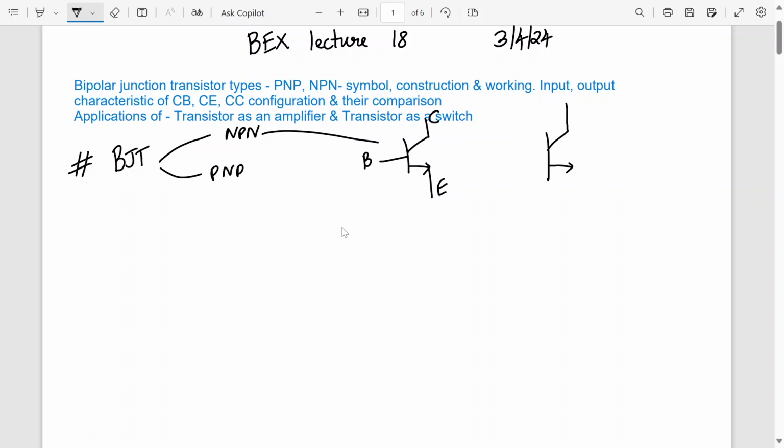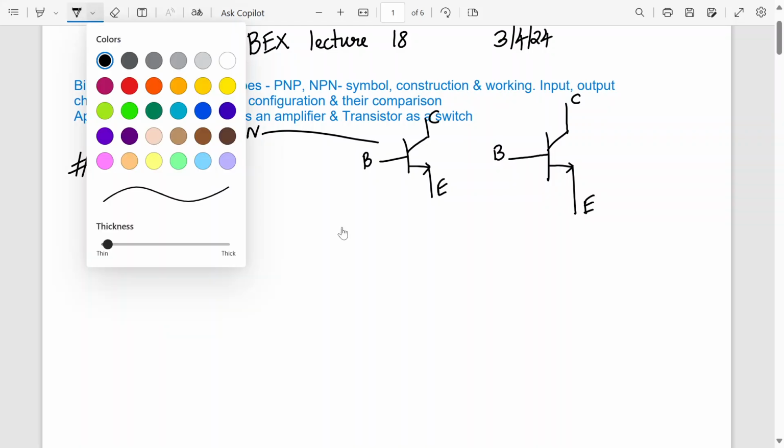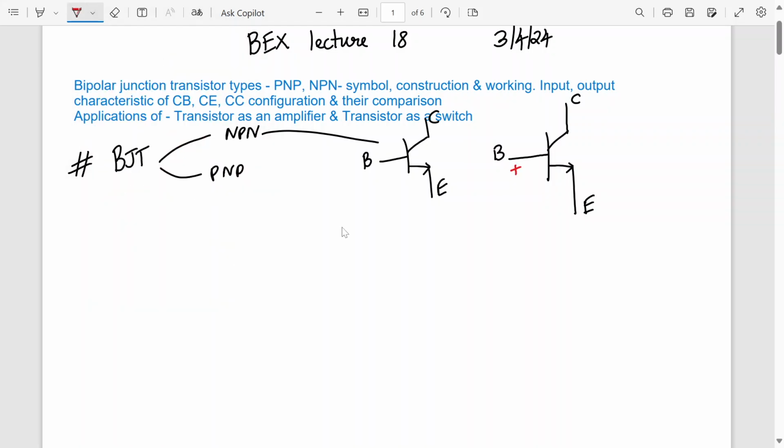If I want to write voltages over here, this is base, collector, emitter. If I wish to write voltages, this is forward bias voltage VBE, then this is VCE, and this is VCB. The currents I can denote by IC, IE and IB, and there is a relation between them. Emitter current is equal to collector current plus base current.